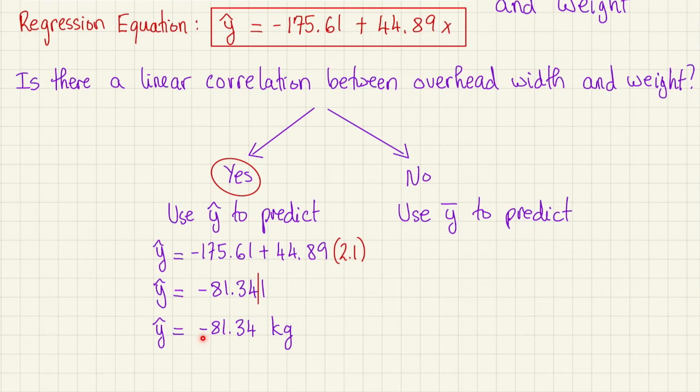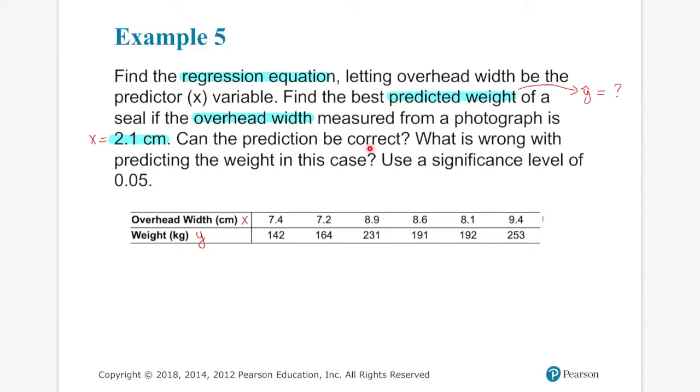How could the weight be negative 81? Can the prediction be correct? No, the prediction was negative. The weight cannot be negative. It doesn't make sense. Then what is wrong? If you look at the x values, my minimum x value is 7.2 and my maximum x value is 9.4. The good x value to use is the value in between 7.2 and 9.4. However, I use 2.1. This is beyond the scope of the available sample data.